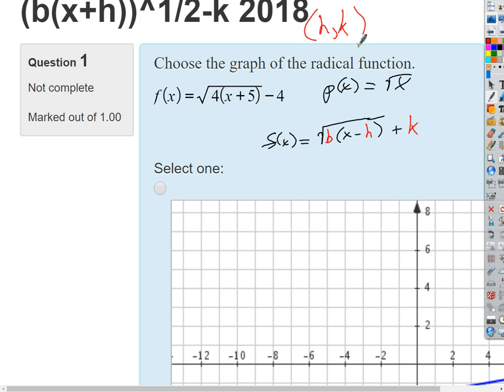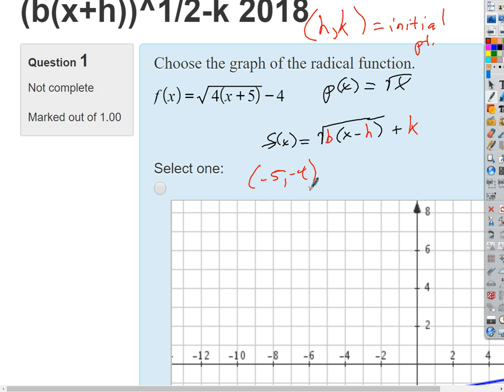h and k are going to be the coordinates of what point for our square root graph? Is that the vertex? It's going to be that initial point, the one that starts off at the origin, which is like a vertex, a special point. So we already know where that's going to be. What are the values of h and k? -5, -4. Okay, so we know that the initial point is at -5, -4.